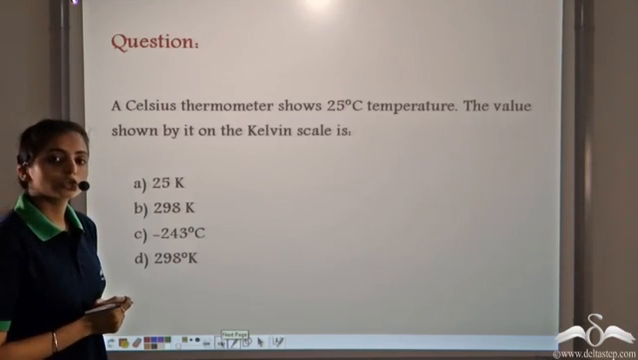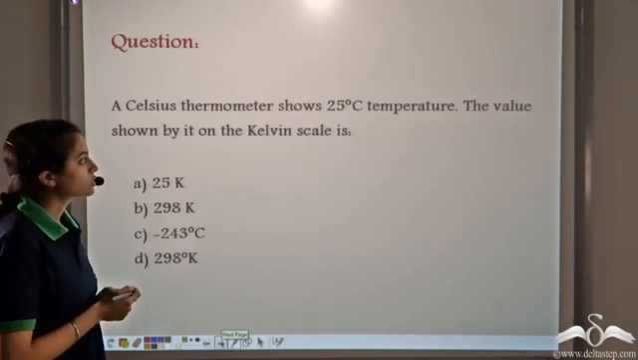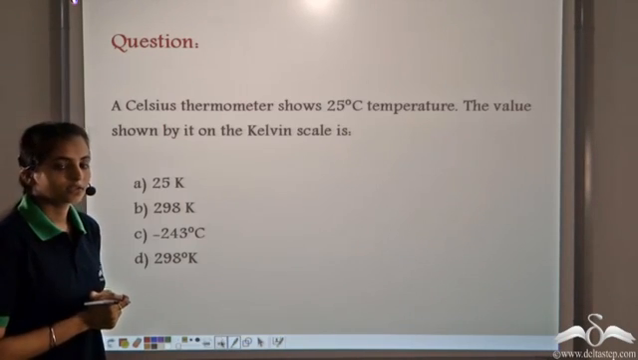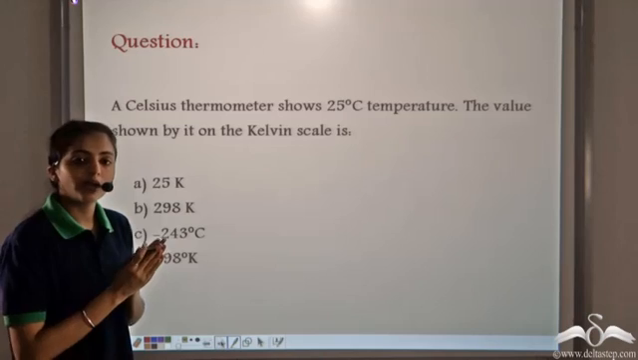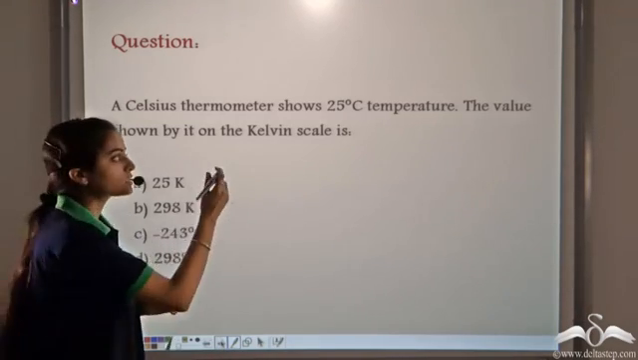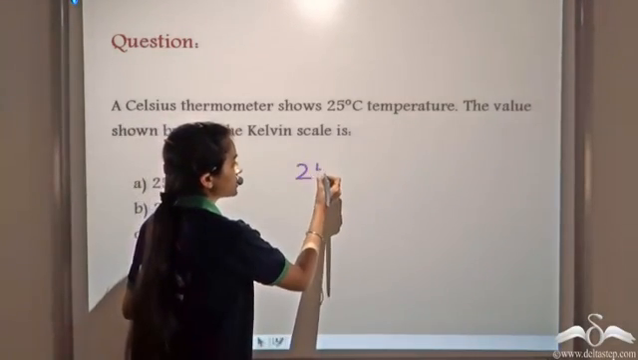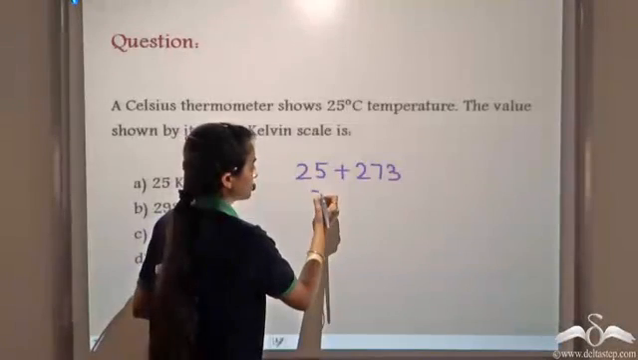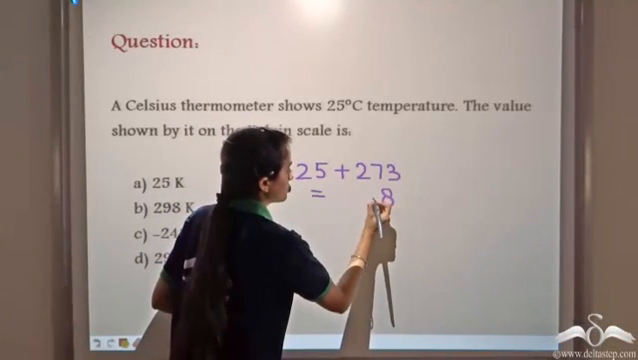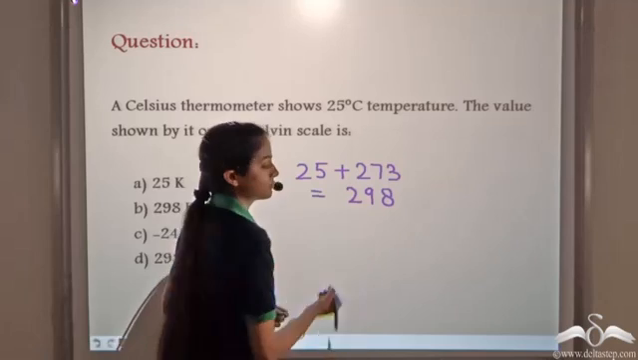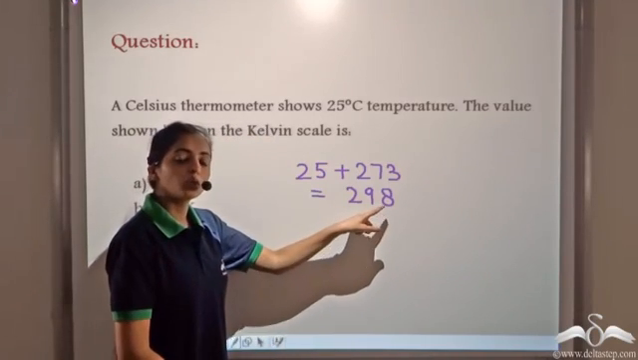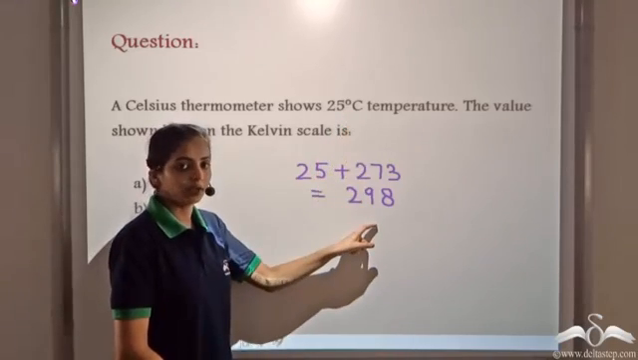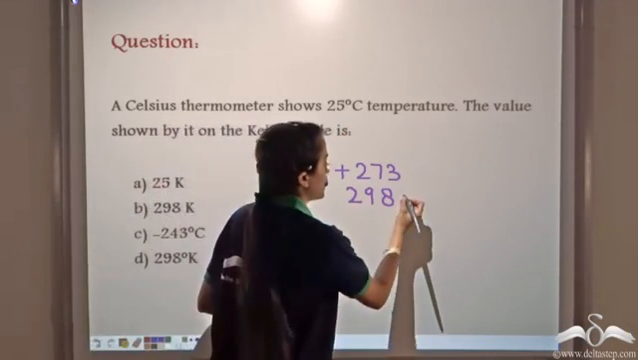A Celsius thermometer shows a value of 25 degrees Celsius. So what is the value corresponding to it on the Kelvin scale? We know that we can get the values on the Kelvin scale by adding 273 to the value on the Celsius scale. So if we add 273 to this value, we get 298. Now what's the unit of this number? We know we are converting degrees Celsius to Kelvin. The unit of Kelvin is K.